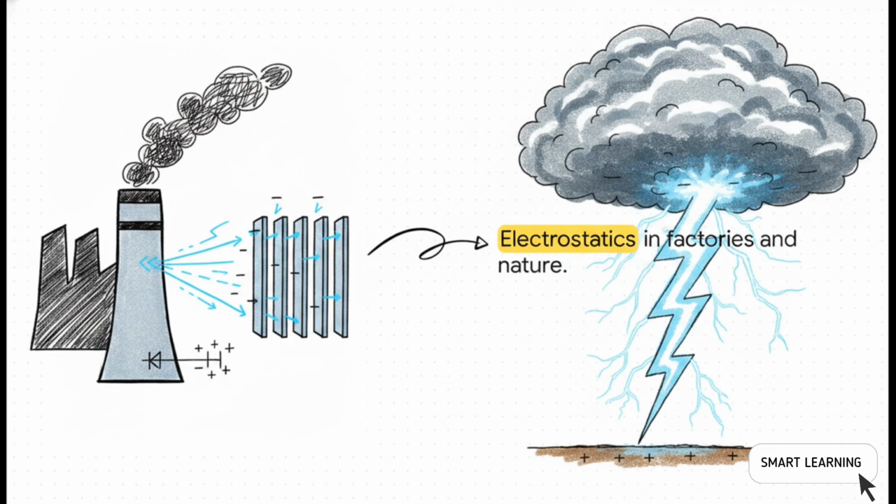The bottom of the cloud becomes heavily negative, which, via induction, pushes electrons away in the earth below, creating a highly positive ground. When that attraction becomes just too strong, the air breaks down and a massive spark leaps between them. We call it lightning.